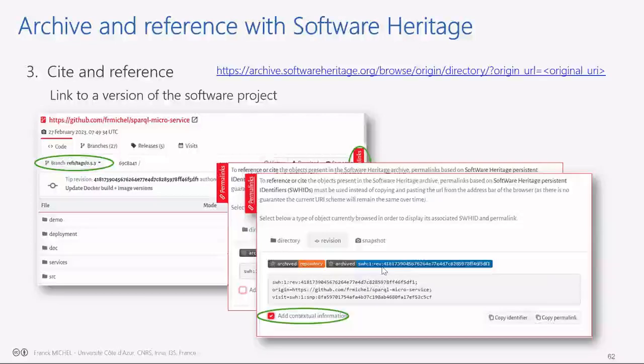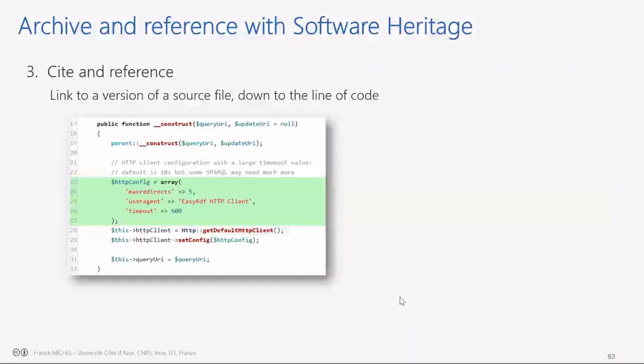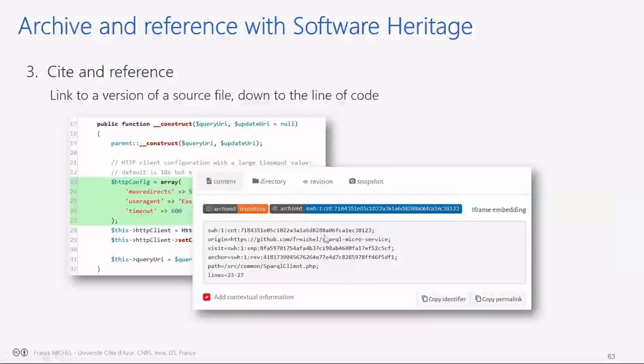You can have slightly longer SWHIDs if you include additional contextual information. That becomes a bit verbose, but it gives you the original link. It gives you a visit, which must be a hash of the date you visited it, or the date it was visited by Software Heritage, something like that. But it's not always necessary. I think the first part, the first line, is the most important. And as I was saying, you can point to a specific few lines in your code: you select the lines, and you get a SWHID specifically for those lines in this version of the software. So you can really get down to the fine grain.